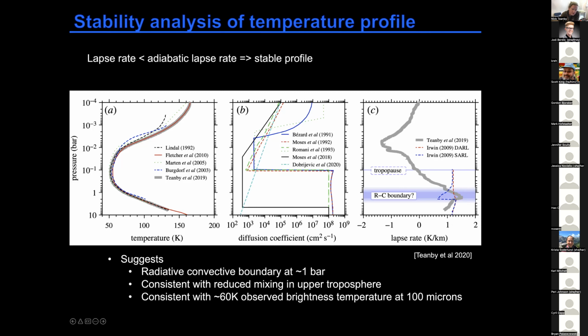Another slight bit of evidence is if we look at the brightness temperature deep in the infrared, the brightness temperature of Neptune is about 60K. So if we read off 60K on this graph, it's around about half a bar to a bar pressure. So that suggests the radiative convective boundary is around about 1 bar-ish as well. So this is all pointing towards less mixing in the upper troposphere there. So I think this could all be vaguely consistent.